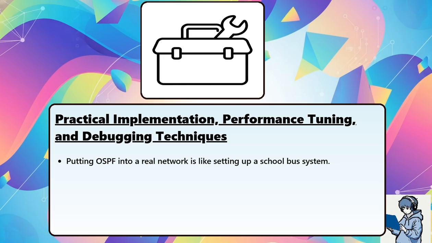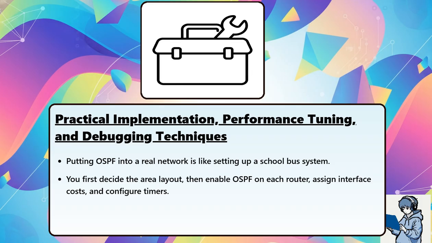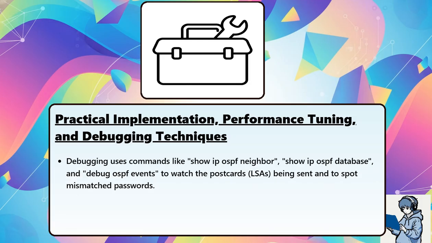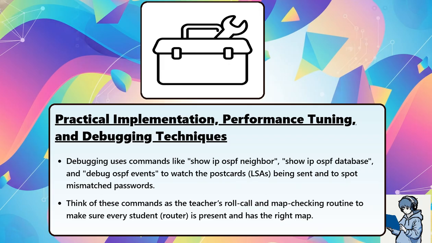Putting OSPF into a real network is like setting up a school bus system. You first decide the area layout, then enable OSPF on each router, assign interface costs, and configure timers. Performance tuning may involve increasing the hello interval on stable links to reduce traffic, or adjusting the SPF schedule to run less often on large routers. Debugging uses commands like show ip ospf neighbor, show ip ospf database, and debug ospf events to watch the postcard LSAs being sent and to spot mismatched passwords. Think of these commands as the teacher's roll call and map checking routine to make sure every student router is present and has the right map.